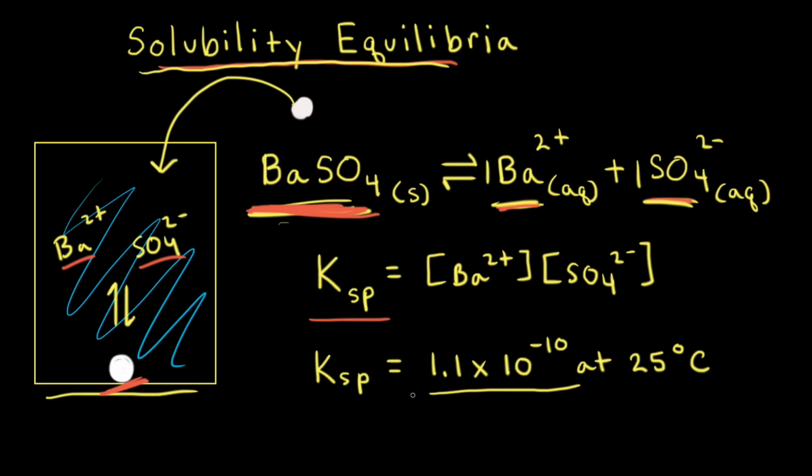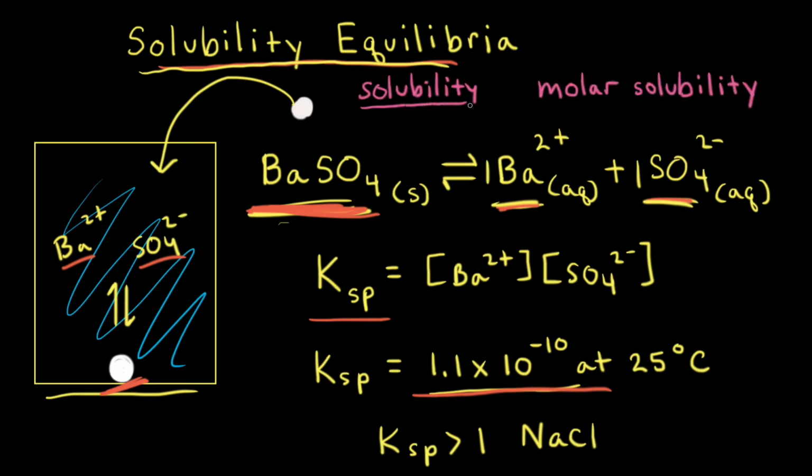When the KSP value is much less than 1, that indicates the salt is not very soluble, so barium sulfate is not a soluble salt. If the KSP value is greater than 1, like it is for something like sodium chloride, that indicates a soluble salt that dissolves easily in water.